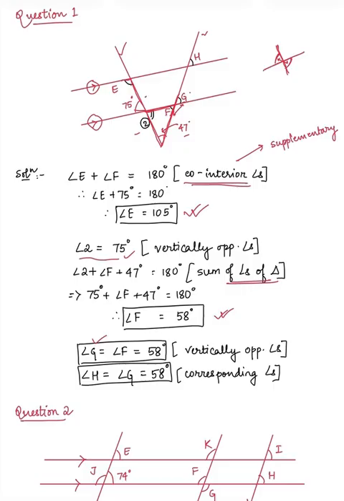Now moving on to H. So you see that these two lines are parallel, which was given over here. This is one transversal. Now H and G, one of them is an interior angle, one of them is an exterior angle, and they lie on the same side of the transversal. So what is the property over here? They are corresponding angles, and corresponding angles are equal. So angle H is equal to angle G, which is 58 degrees.